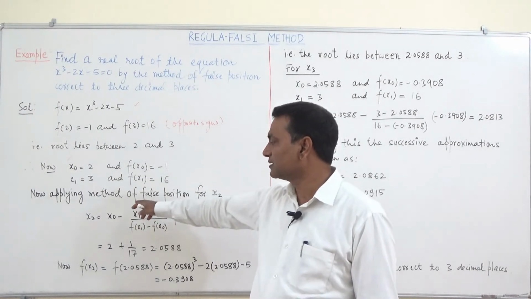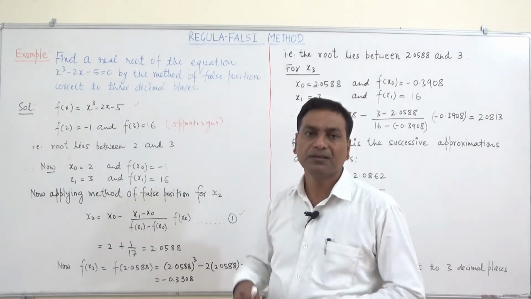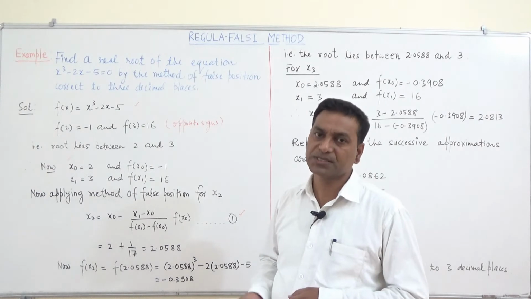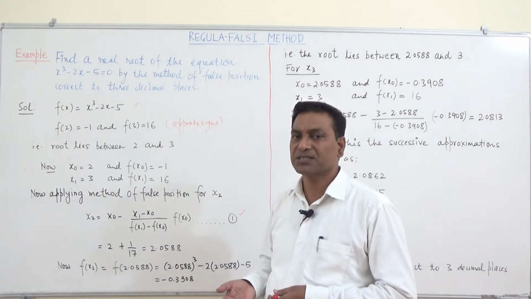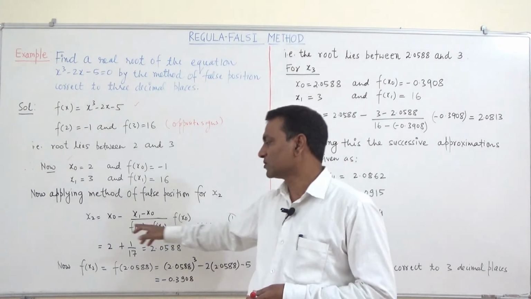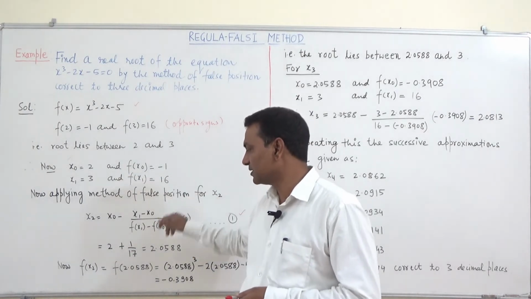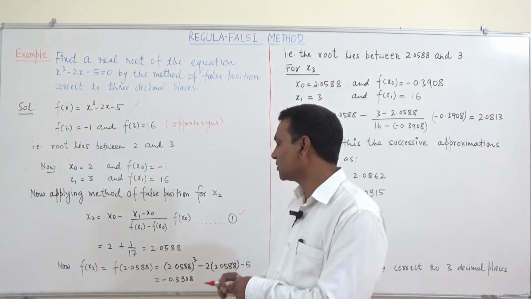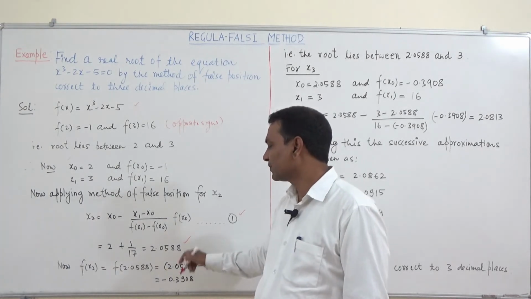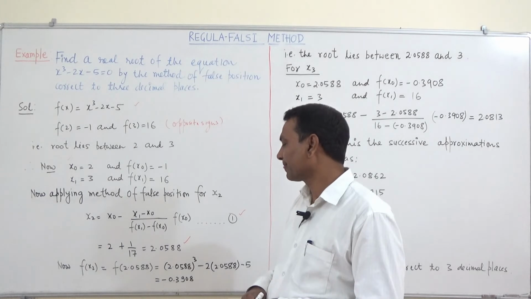So after applying this method of false position, we find the first approximation, and we are calling this x2. Now we will put all these values here, and the value of x2 comes out to be 2.0588.